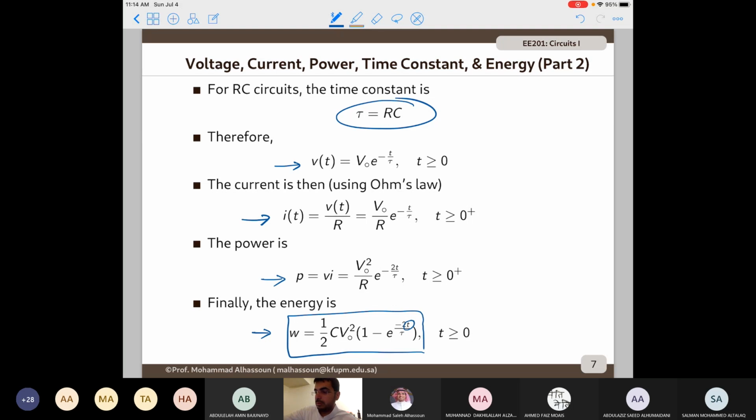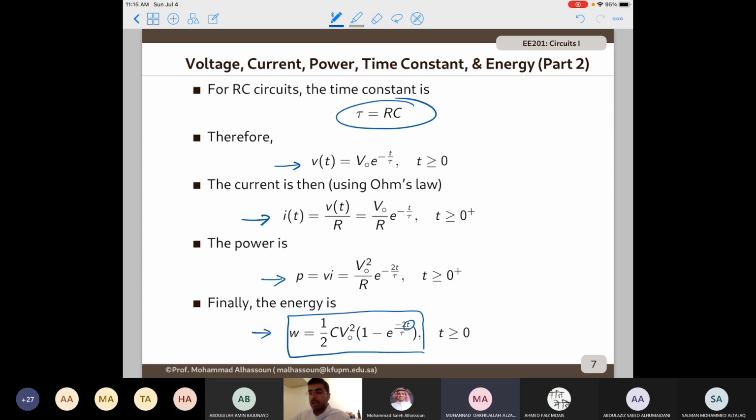So any question, Shabab? Is it clear? Okay, Mohammed? So, Doctor, if we want to solve a question, we start by finding tau and V initial, and then we can do everything after that.